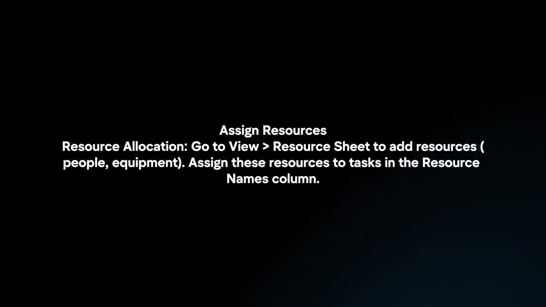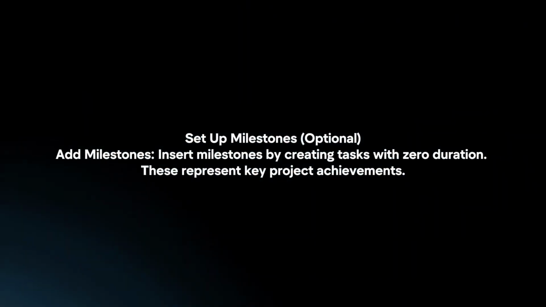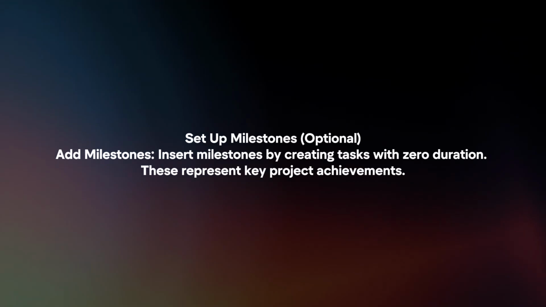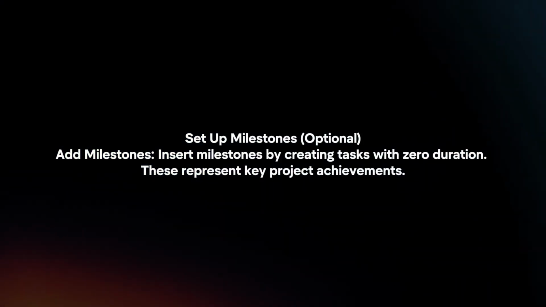Assign resources. Resource allocation. Go to View, Resource Sheet to add resources. Assign these resources to tasks in the Resource Names column. Set up milestones. Add milestones. Insert milestones by creating tasks with 0 duration. These represent key project achievements.